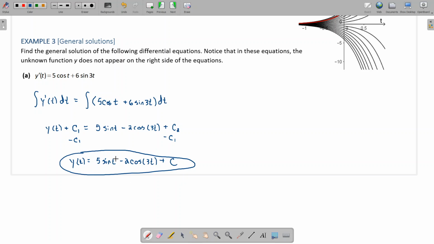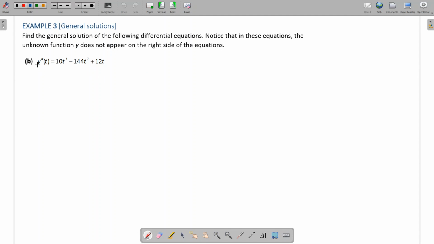If you needed a particular solution, they would have to give you some kind of an initial condition, like y of 0 equals 8 or something like that, and then you could come back and solve for the appropriate c. But this one did not give us that, so we don't need to do it. Let's try another one of these.